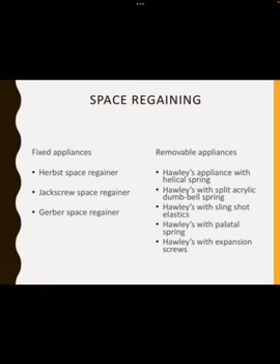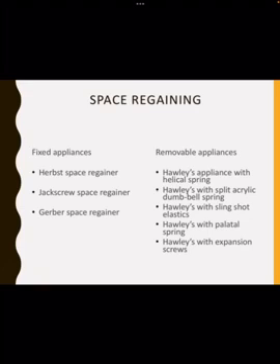Now next is space regaining. Space regaining is something which we do when you lose a deciduous molar. There is early loss of a deciduous molar or tooth, and if there is a mesial migration of the adjacent teeth into that area, there will be a space loss. So this space has to be regained for the eruption of the permanent teeth. For that we use certain appliances. So we have got fixed as well as removable appliances.